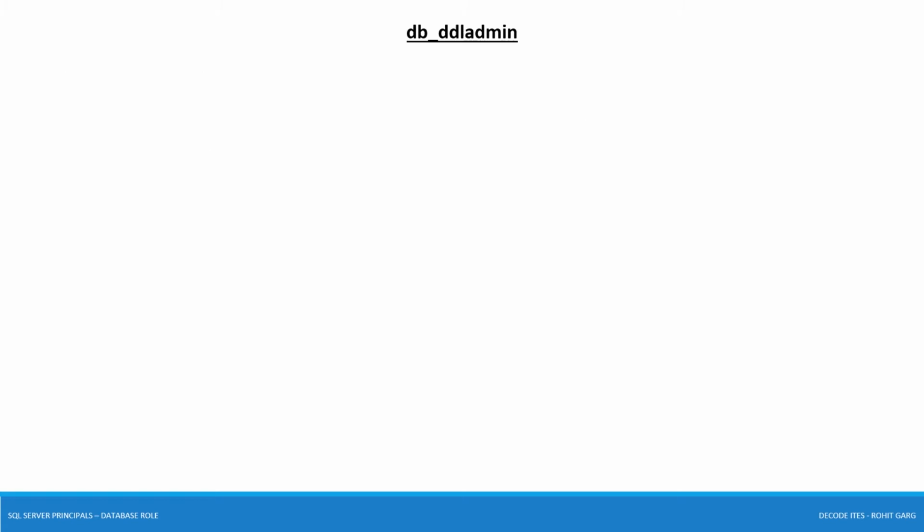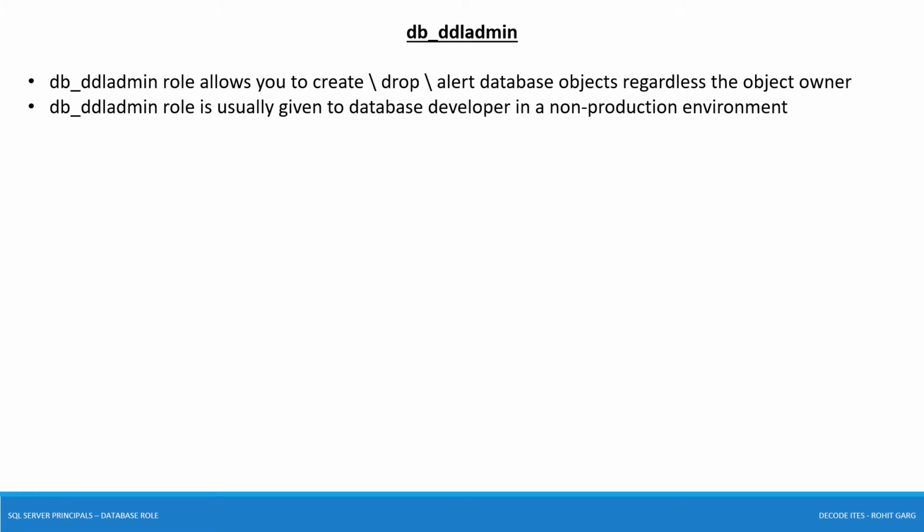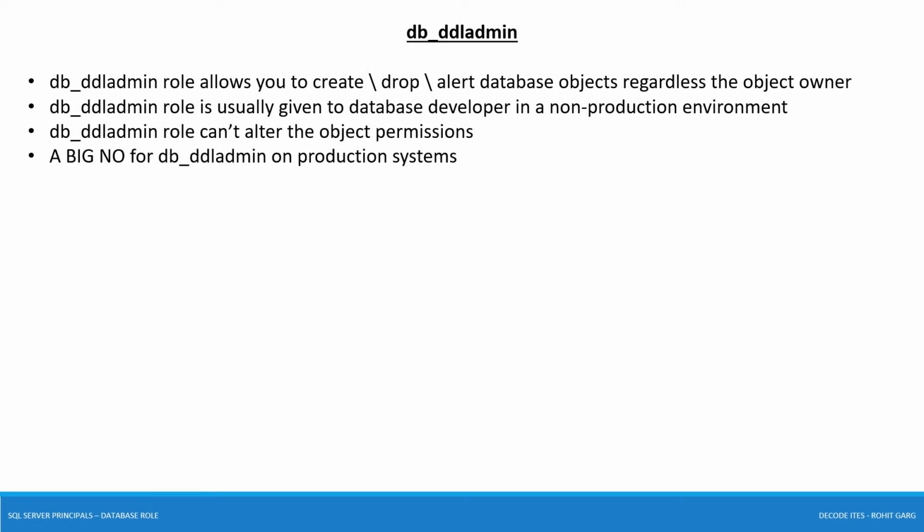Next is DDL admin. DB DDL admin role gives you permission to create, alter, delete database objects regardless of the object owner. DDL admin role is usually given to database developers in non-prod environment. DB DDL admin role cannot alter the object permission. A big no for DDL admin on production systems.